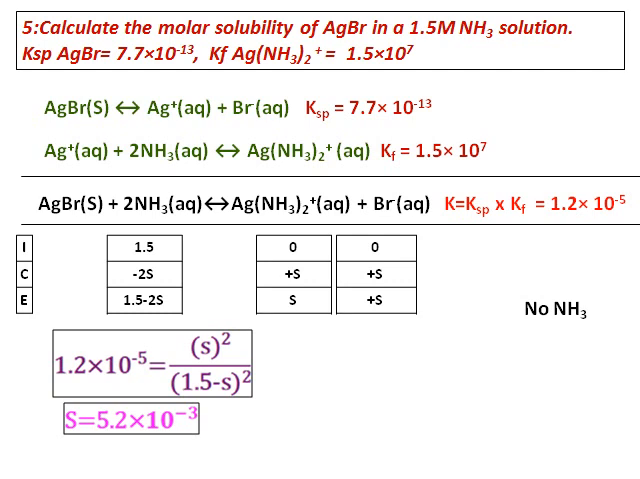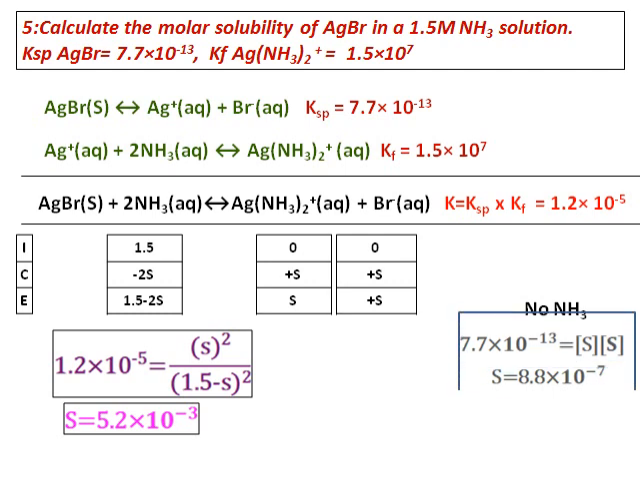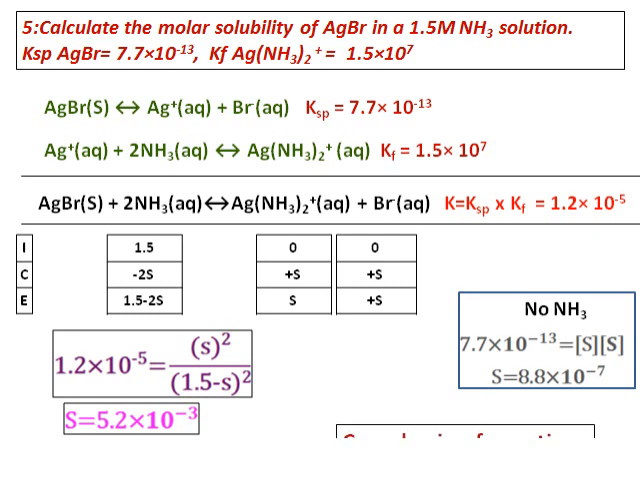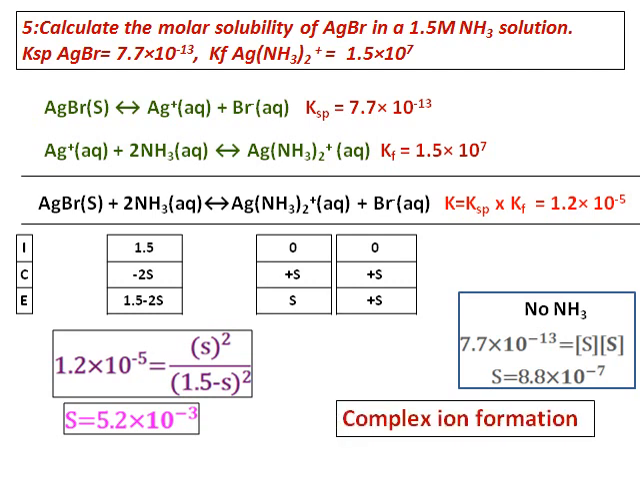Now let us compare this with when I don't have any ammonia. When I don't have any ammonia, there is no complex formation and the S comes as 8.8 × 10^-7. So when I compare the two S's, you realize that the solubility S is larger when I have ammonia as compared to when I have no ammonia. So that means that complex ion formation increases solubility.